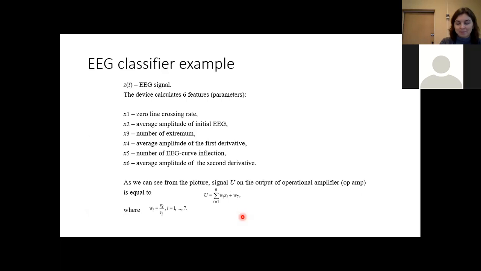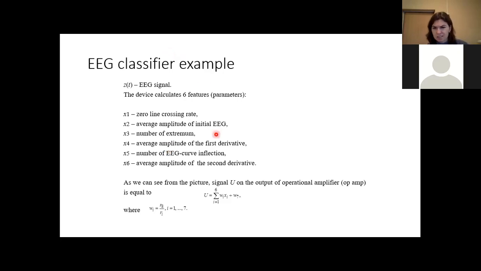So in the lecture materials, you will find an example with 6 features of the EEG signal. It's a real example. For example, zero crossing rate, average amplitude of the EEG signal, number of extrema, average amplitude of the first derivative. I just want you to be sure that you read this example, because it's important to understand the idea of what could be a feature of the signal, what it could be in general.